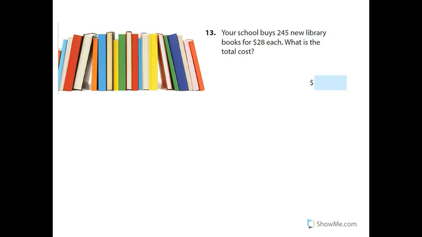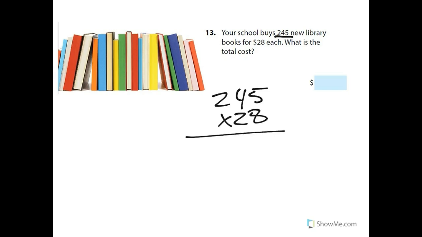Alright, so your school buys 245 new library books. $28 each. What's the total cost? 8 times 5 is 40. Carry that 4. 8 times 2 is 32. 32 plus 4 is 36. Carry that 3. 8 times 2 is 16. 16 plus 3 is 19. Drop that 0 because we're in the tens place.